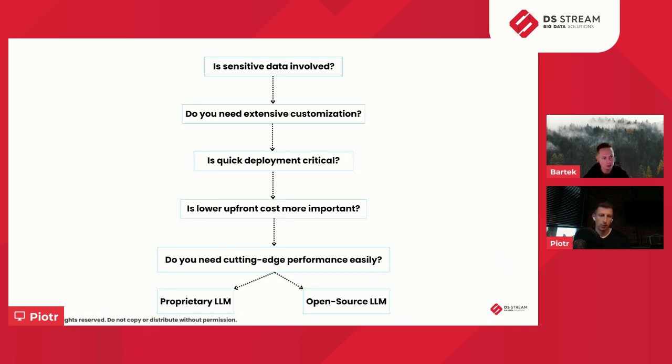So if we really need this cutting edge performance, so state-of-the-art models, we can go with proprietary, and if not, open source. And I think in terms of our project, the answer should be no, because as I mentioned previously, we don't want to switch to the latest new model whenever OpenAI or Google or Anthropic just gives us a new possibility.